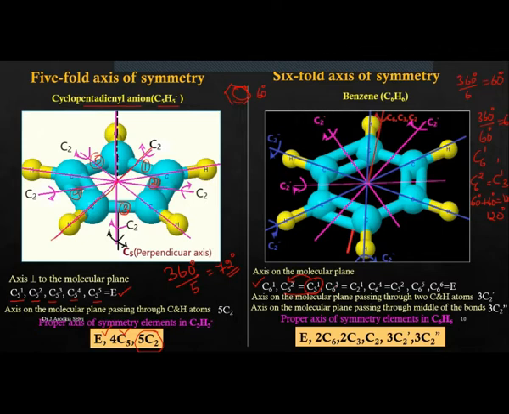3 times 60 degrees. So 3 times 60 degrees, what is that? 180. 180 is nothing but C2^1. So for 360 degrees, C6 three times is equivalent to what? 180 degrees, one time, C2^1. So here, C2^1 is equivalent to that of C6^3.